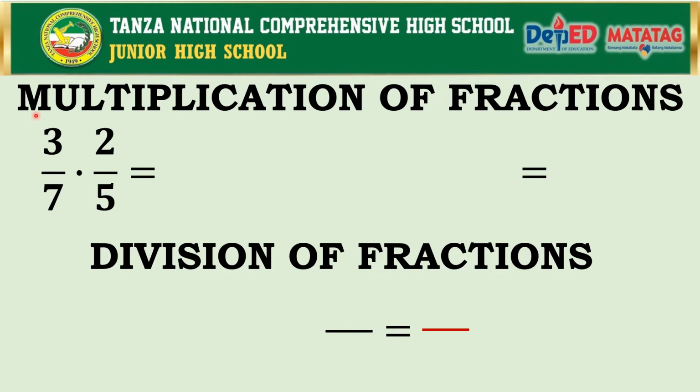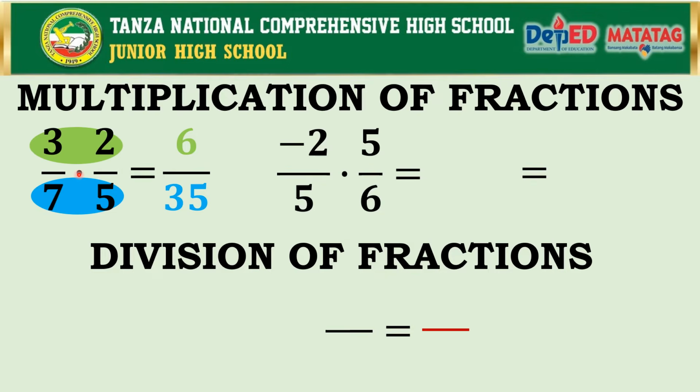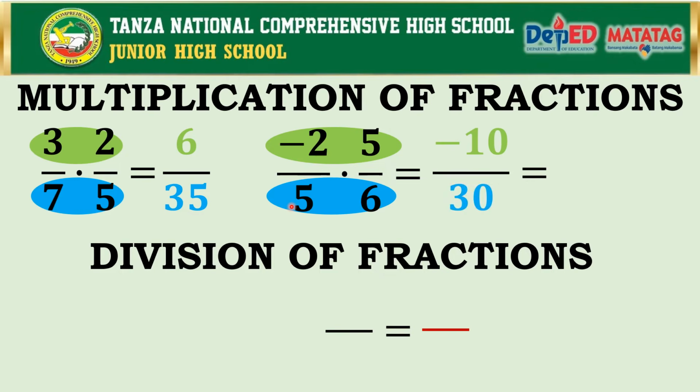Okay, next we have the multiplication of fractions. This is simply multiply your numerator to your numerator, denominator to your denominator. So 3 times 2 will give you 6, and 7 times 5 will give you 35. So this is the product of the given fractions. How about the second example? We have negative 2 over 5 times 5 over 6. Negative 2 times 5 will give you negative 10, and 5 times 6 will give you 30.